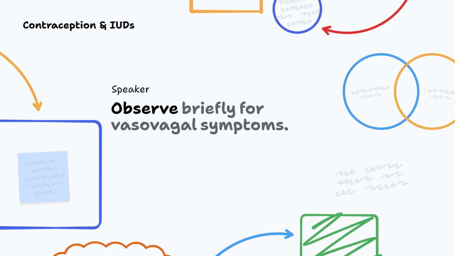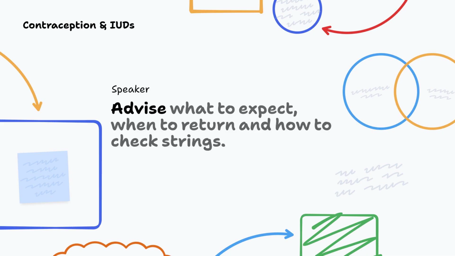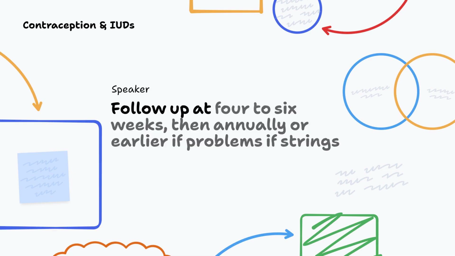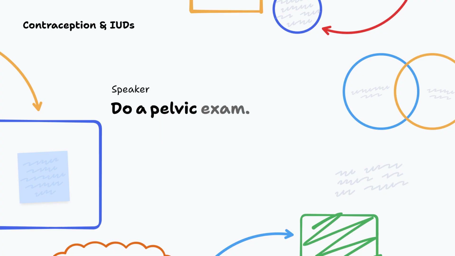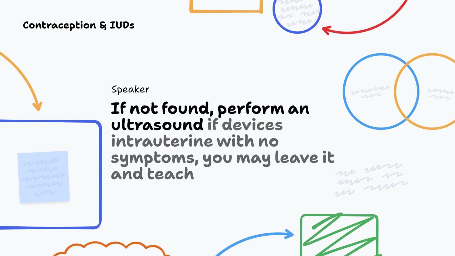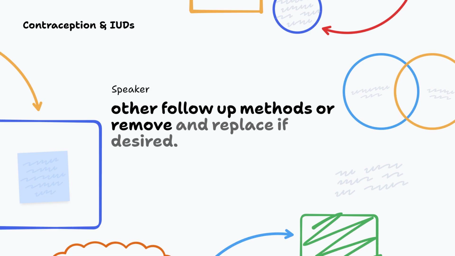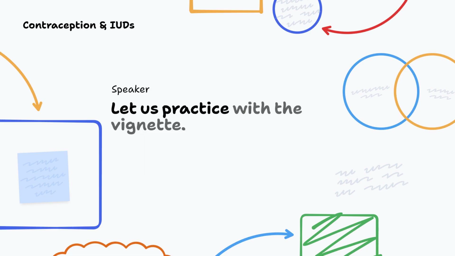After insertion, observe briefly for vasovagal symptoms, advise what to expect, when to return, and how to check strings. Follow up at 4 to 6 weeks, then annually or earlier if problems. If strings are not felt, exclude pregnancy, do a pelvic exam. If not found, perform an ultrasound. If device is intrauterine with no symptoms, you may leave it and teach other follow-up methods or remove and replace if desired. Let us practice with a vignette.